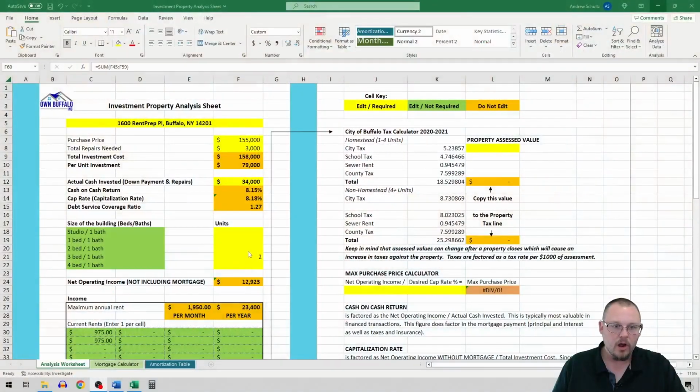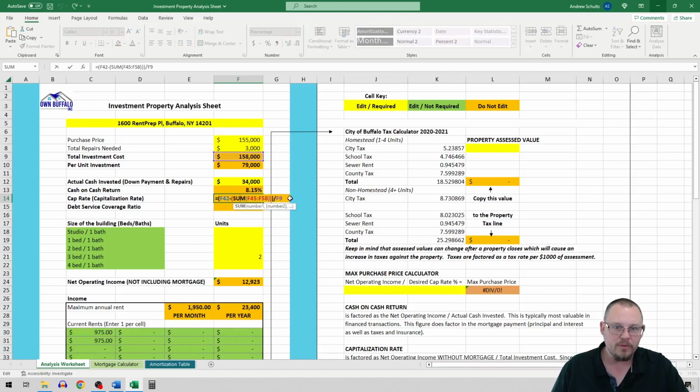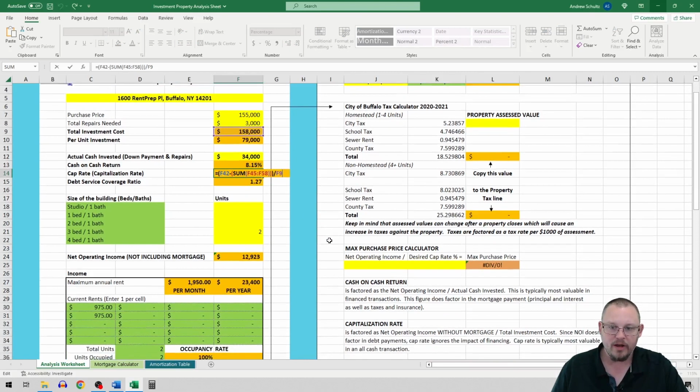So jumping back over to our desktop view here, we're going to talk about the cap rate. As you can see here, this is typically expressed as a percentage as well. Let's go ahead and look at our formula. It's a little bit more complicated on this one. For the cap rate, it's your net operating income without your mortgage divided by your total investment cost. So we're looking at the total investment cost up here, which is your purchase price plus your rehab costs.